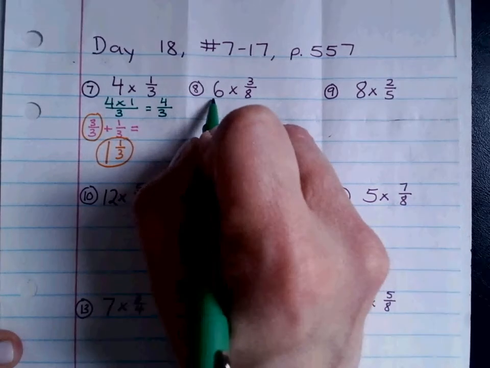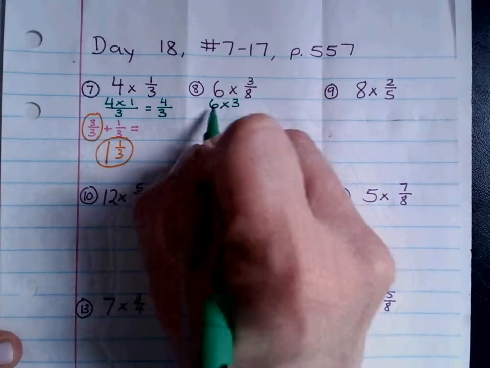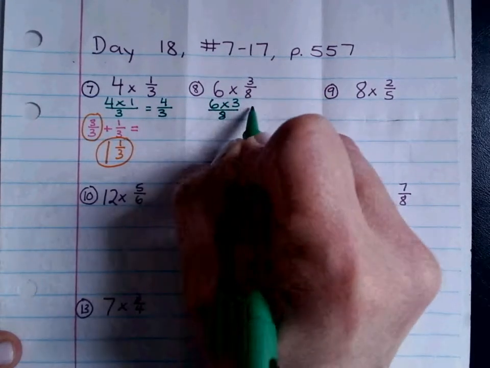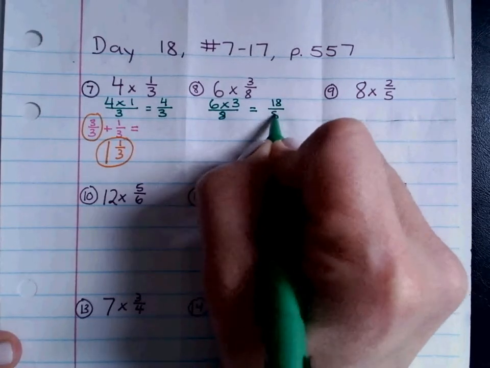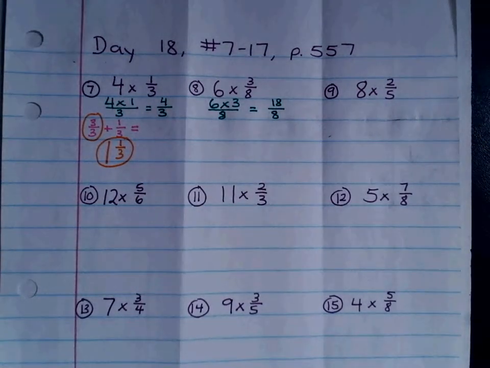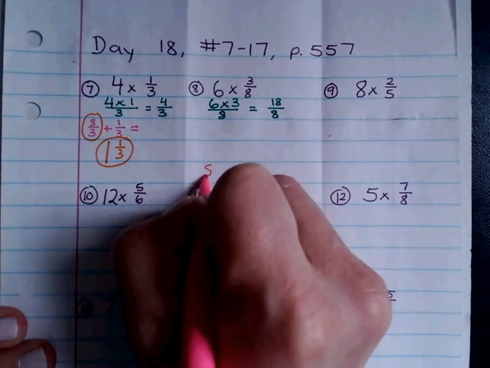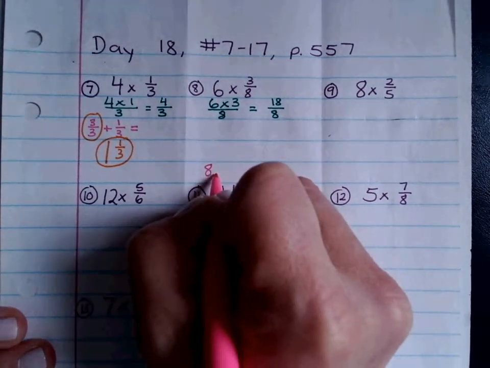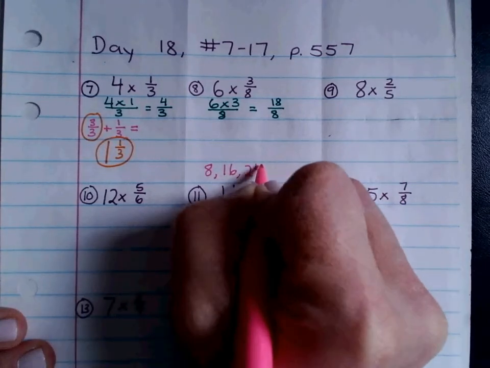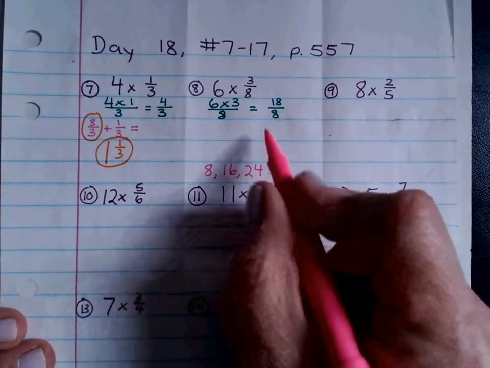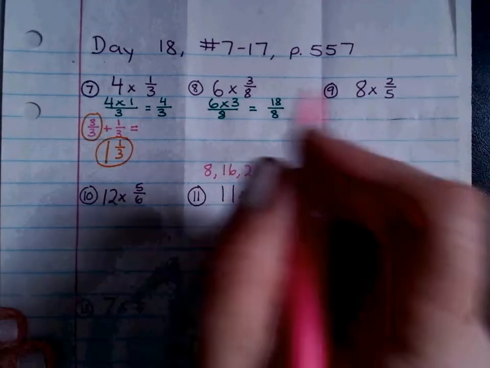6 times 3/8. So I've got 6 times 3, my whole number times my numerator, over 8. So 6 times 3 is 18, and that's 18/8. So now I'm going to skip count by 8s to see how close I can get to 18 without going over. So 8, 16, 24. I know 24 is too much, so the closest I can get is 1, 2.